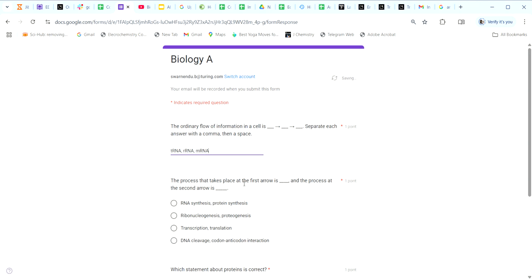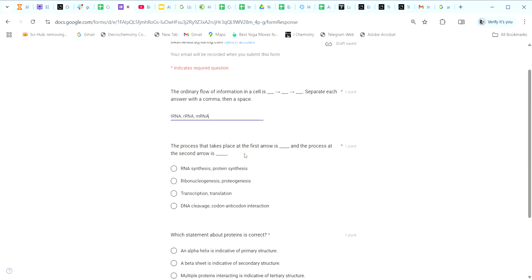The process that takes place at the first arrow is, the process at the second arrow. Transcription, translation. I think transcription and translation.